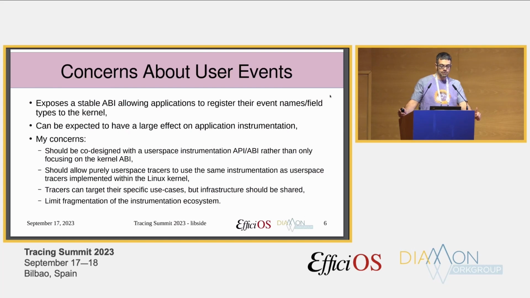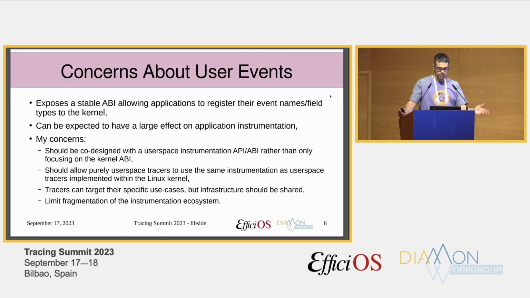My main concern was that it should be co-designed with a user space instrumentation API and ABI. I did not want a kernel ABI to specify how user space should be instrumented, because to me, the kernel tracers are just one user of user space instrumentation, mostly. My goal there was to allow purely user space tracers. I maintain LTTng UST, which does all its tracing in user space without even going to the kernel. So I wanted a common instrumentation infrastructure to be usable by both kernel tracers and purely user space tracers.